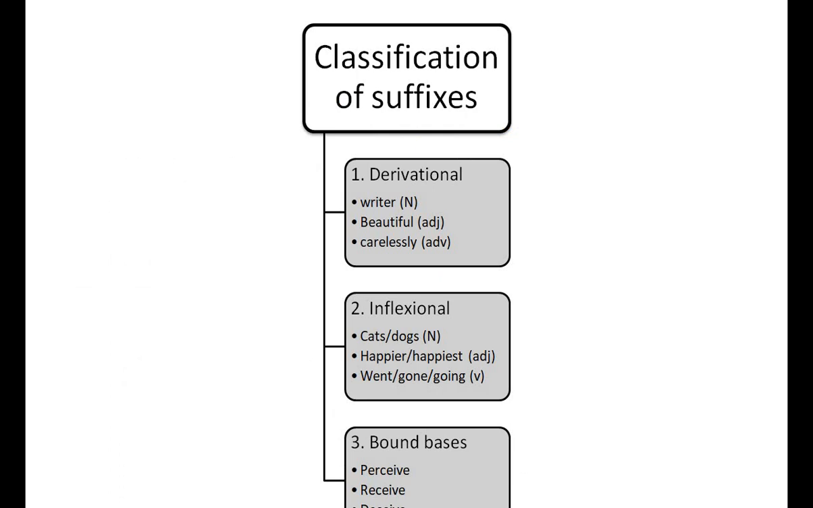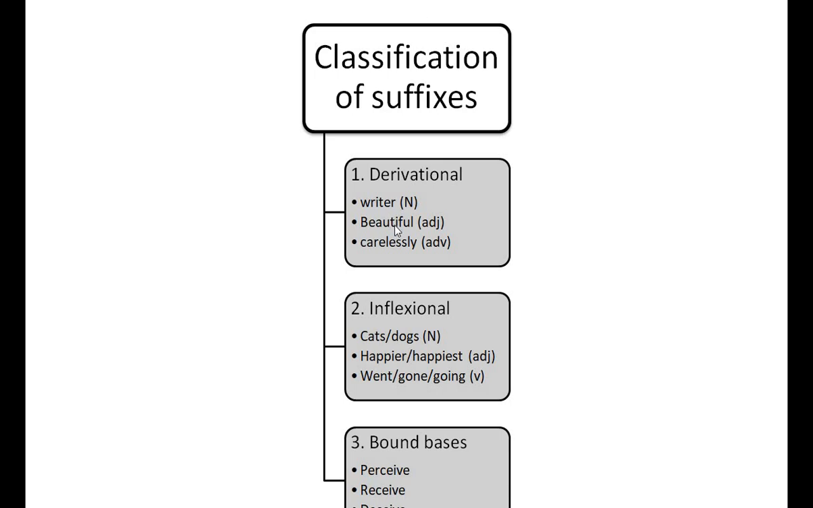Classification of suffixes. There are two types of suffixes. One is derivational, the other is inflectional. Derivational suffixes change the grammatical classes, the word classes, the parts of speech. For example, write was a verb and we have added er to it, so writer becomes a noun.